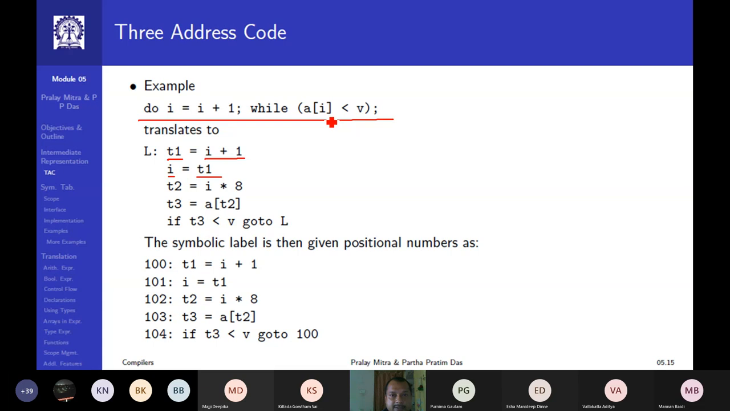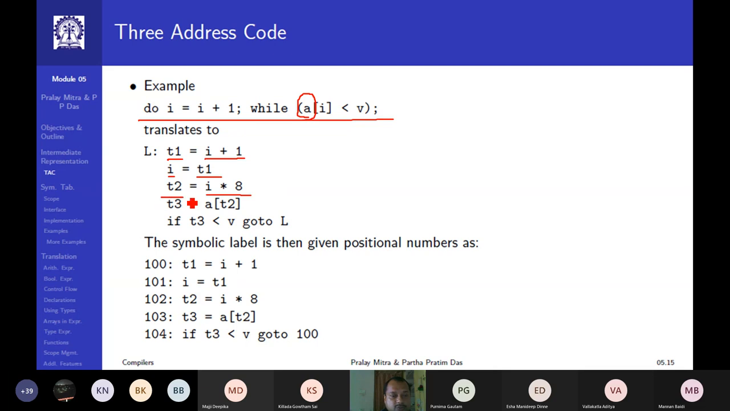Next, for this A[i], I is the index. In order to know the memory address, you have to multiply I by the size of the variable A, or the amount of memory space, the number of bytes it requires to store one value of variable type A. So I am multiplying I with 8, assuming 8 bytes are required to store one variable. Let us assume long double is my data type for A.